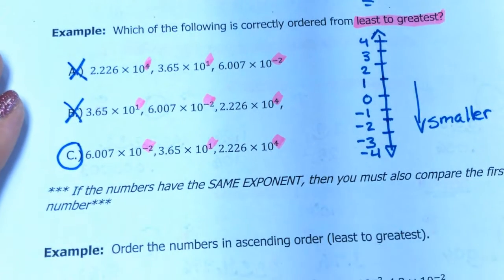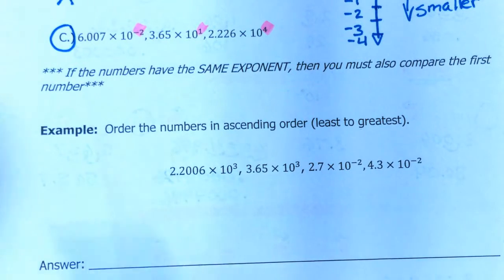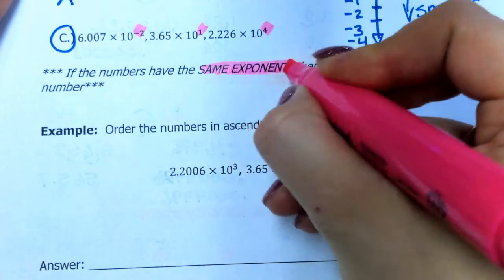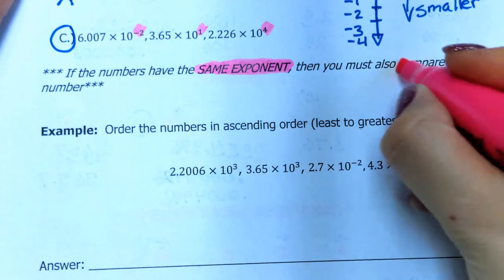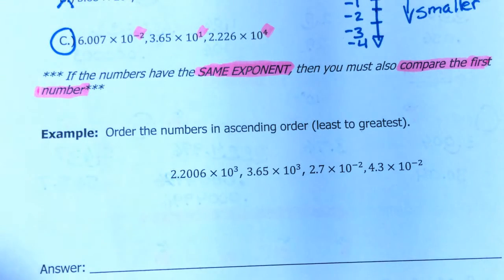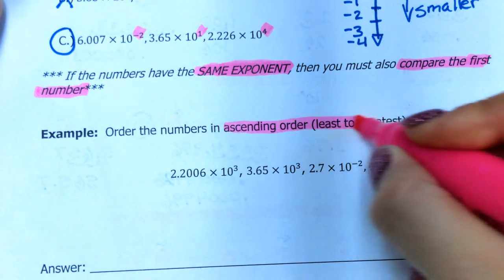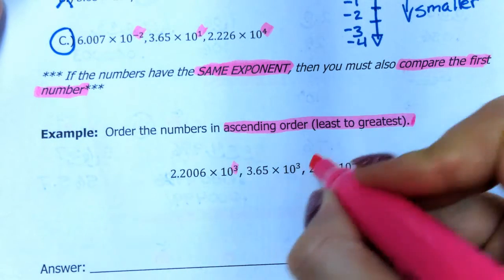Let's look at the next one. This is the only part where it's a little more complicated. So if the numbers have the same exponent, you want to compare the first numbers. So let's look at these. Ascending order, which is least to greatest. So I'm going to get my exponents here.